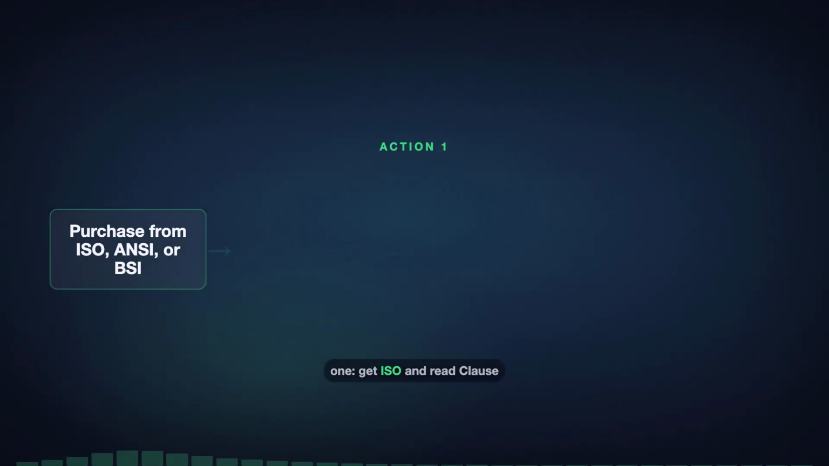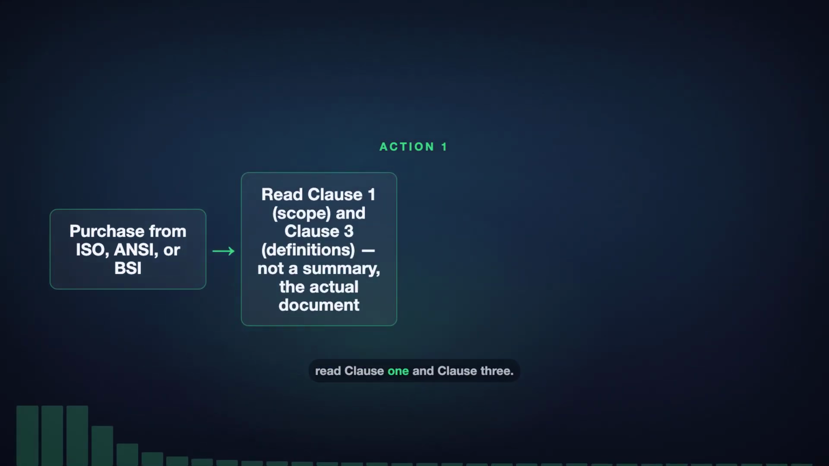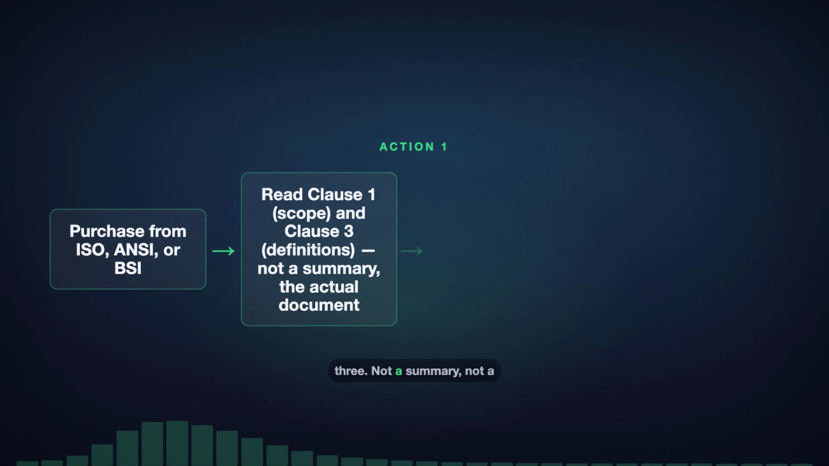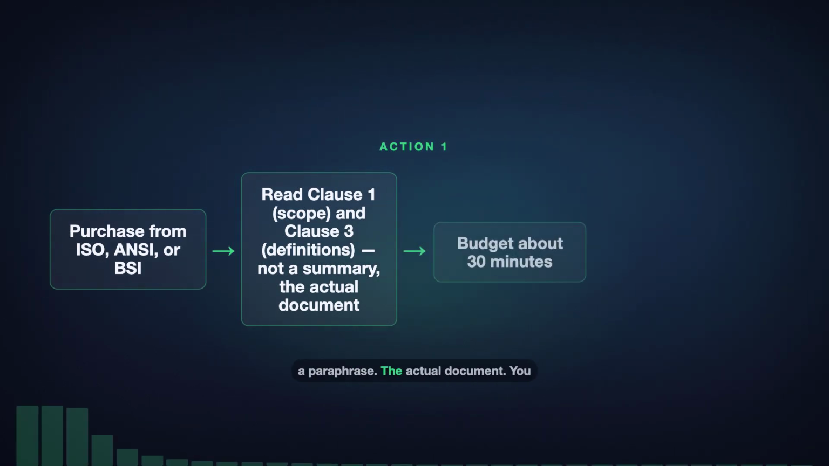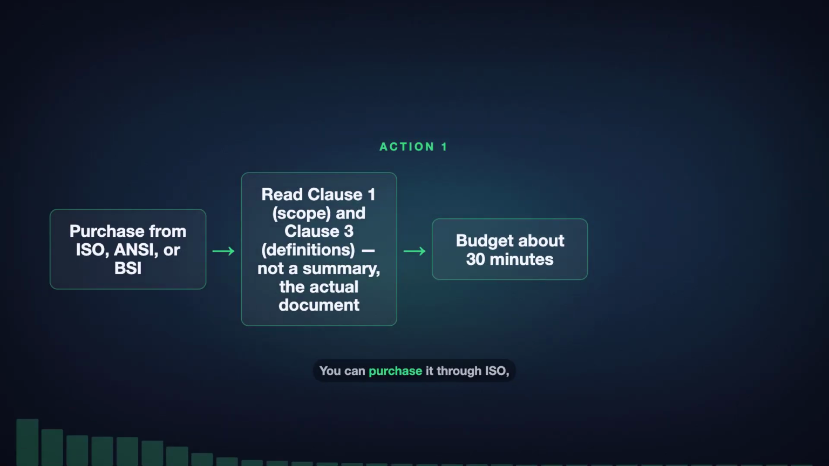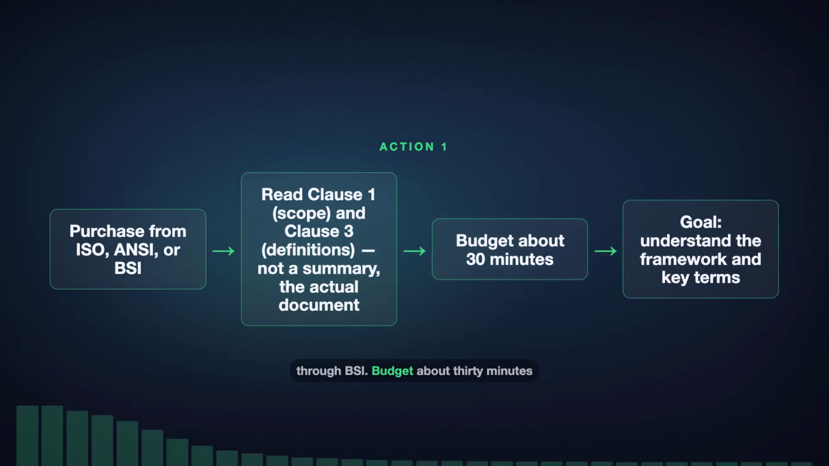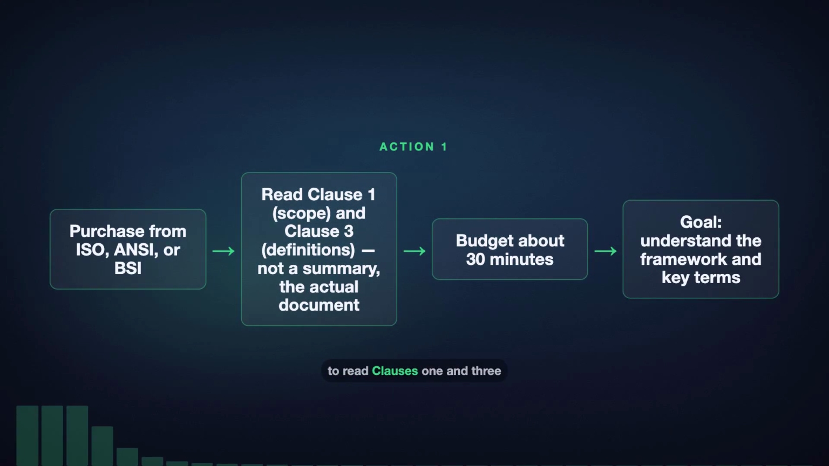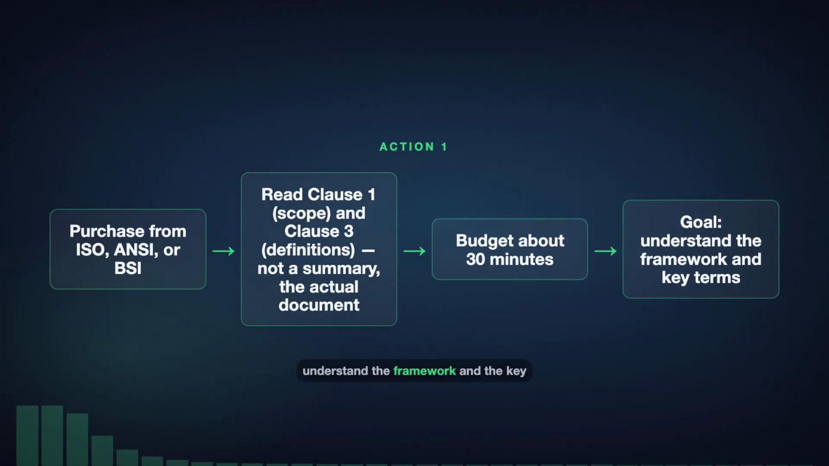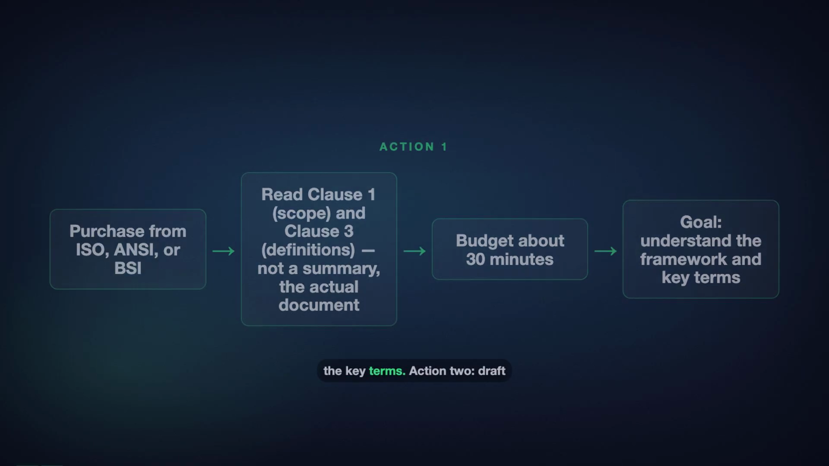Action 1. Get ISO 14971-2019 and read Clause 1 and Clause 3. Not a summary, not a paraphrase, the actual document. You can purchase it through ISO, through ANSI, through BSI. Budget about 30 minutes to read Clauses 1 and 3 carefully. You don't need to memorize them at this stage. You need to understand the framework and the key terms.